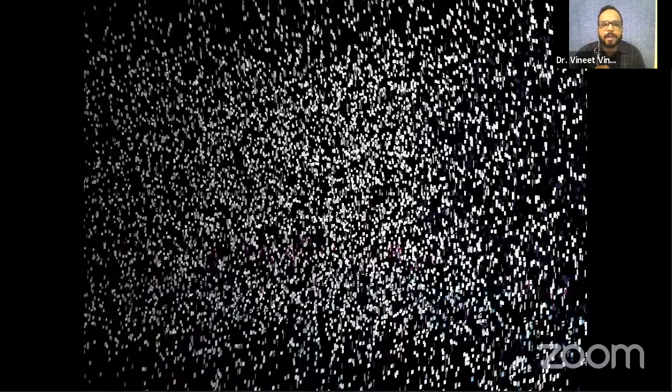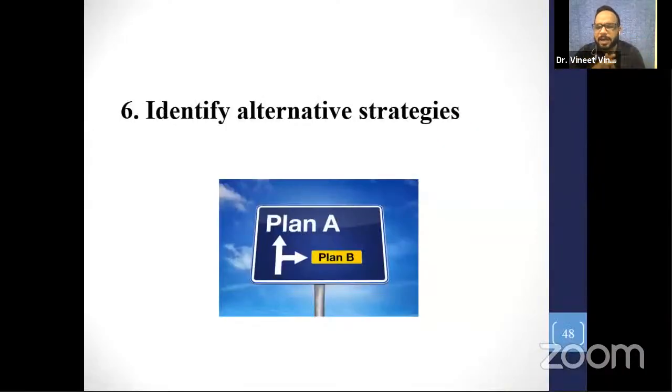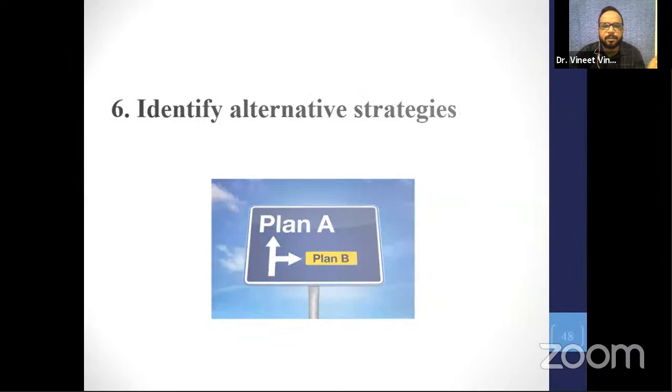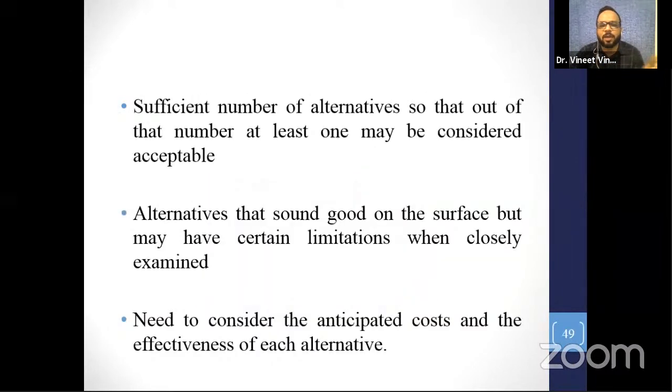Okay. Next, we are coming to alternate strategies. If you have constraints, what you are going to do next? What is your plan B, basically? Okay. If plan A is not working, you should have a sufficient number of alternatives so that out of that number at least one may be considered. So for an example, you have plan A, so you should have plan B, plan C, plan D, and all different plans.